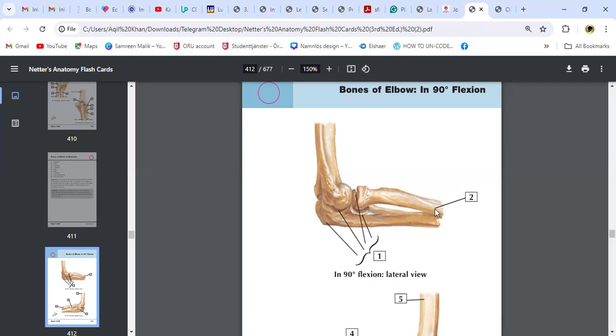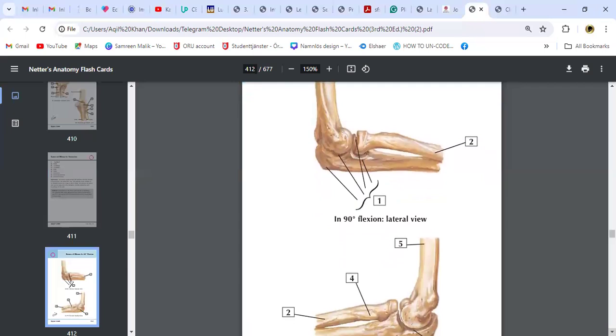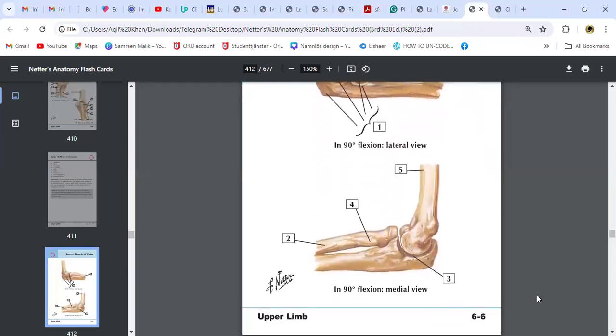And number 2, which bone is this? Because in this image, there is no labeling. I'm sure this is the humerus. Which bone is this? Which bone is this? You have to identify it. Moving down to the lower image, this is again Netter's anatomy.